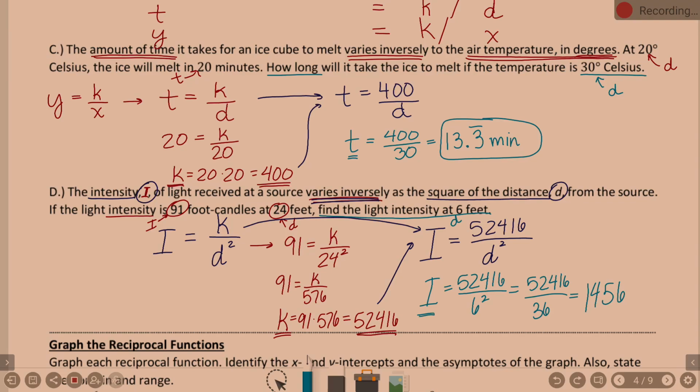What was intensity labeled in? Foot candles. Don't ask me what a foot candle is. I don't know, but that's what our label is.